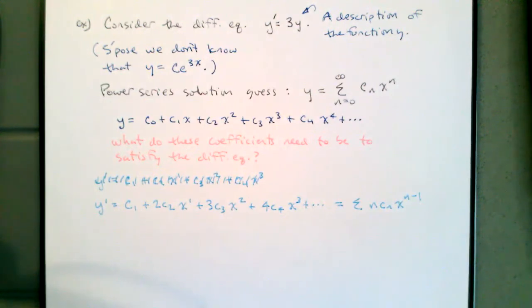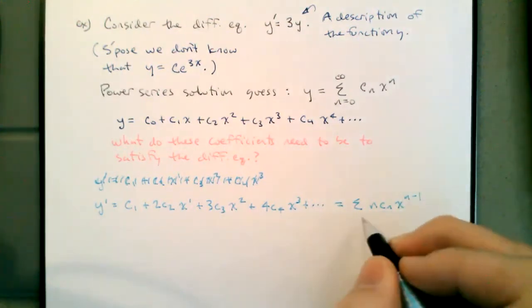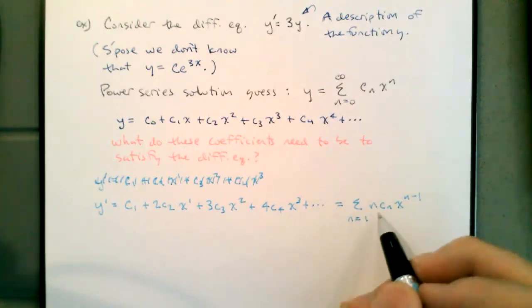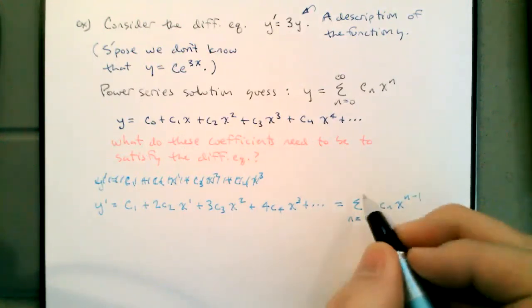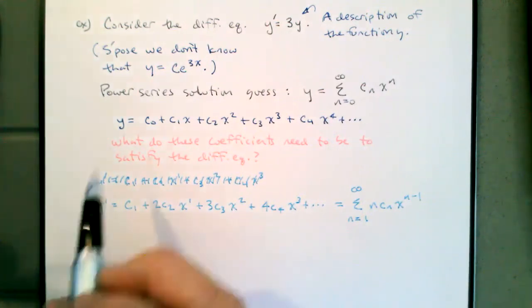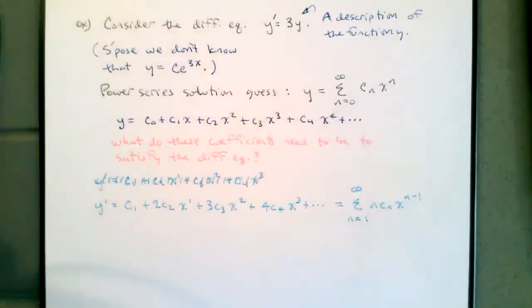Note that our counting here, I want my first term to be an x to the first, so my counting starts, n will start off at 1. So 1c1 x to the 0. I dropped off that first term. Now, let's just plug this into the equation. I've got an expression for y, and I've got an expression for y prime. Let's put those into the equation.